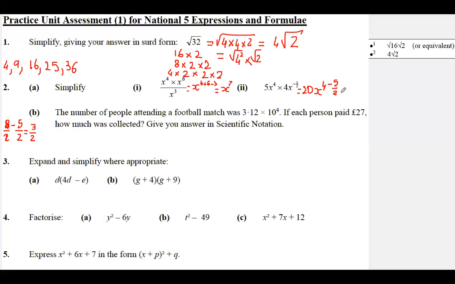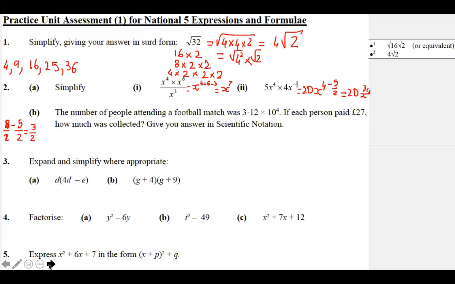And your final answer should be 20 x to the power 3 over 2. And make sure when you write indices as well, it's top right of the number.